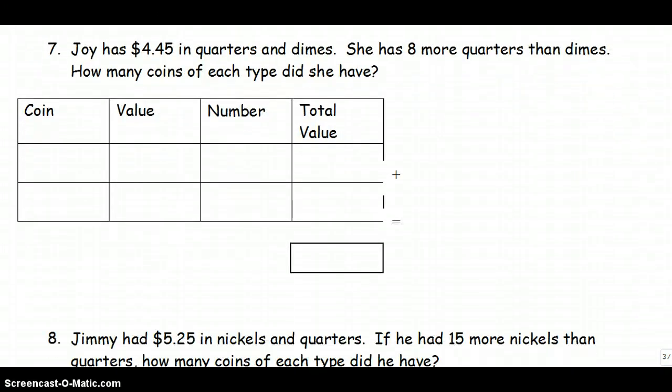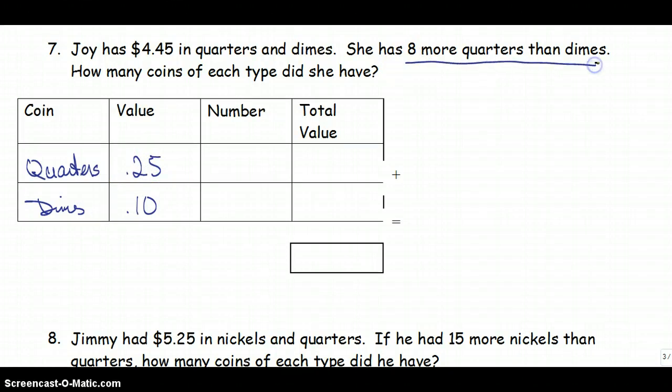So number 7. Joy has $4.45 in quarters and dimes. Oh good, we don't have nickels this time. So I have quarters and dimes. Value is 25 cents and 0.10 cents. Oh, be careful, she has 8 more quarters than she does dimes. So once again, she has D dimes. The number of quarters she has is D plus 8. So again, we're going to distribute.